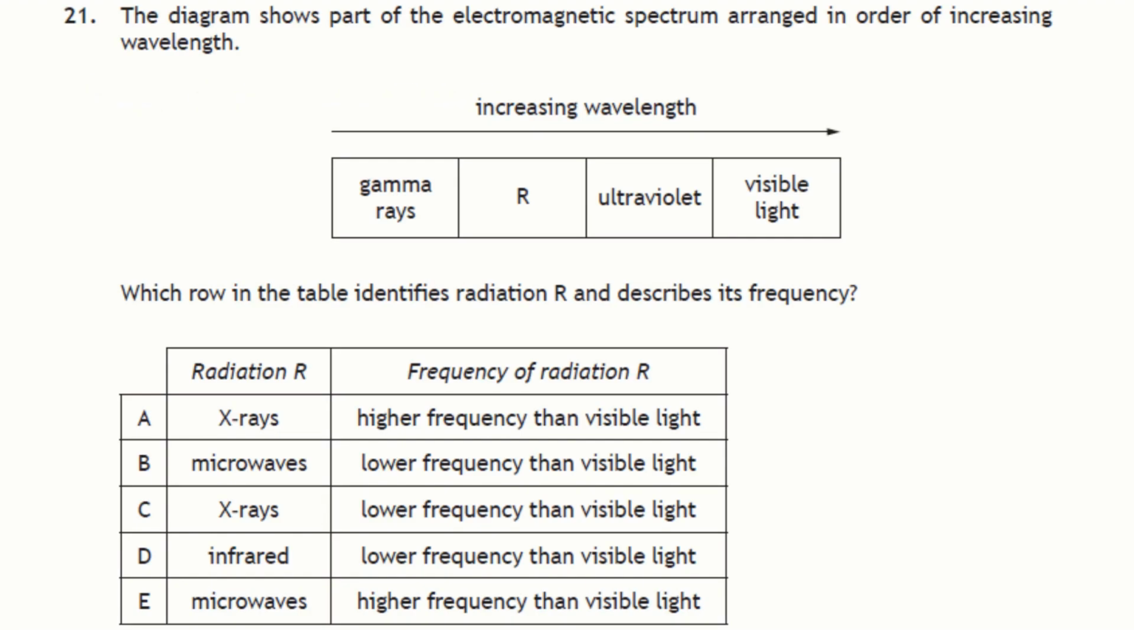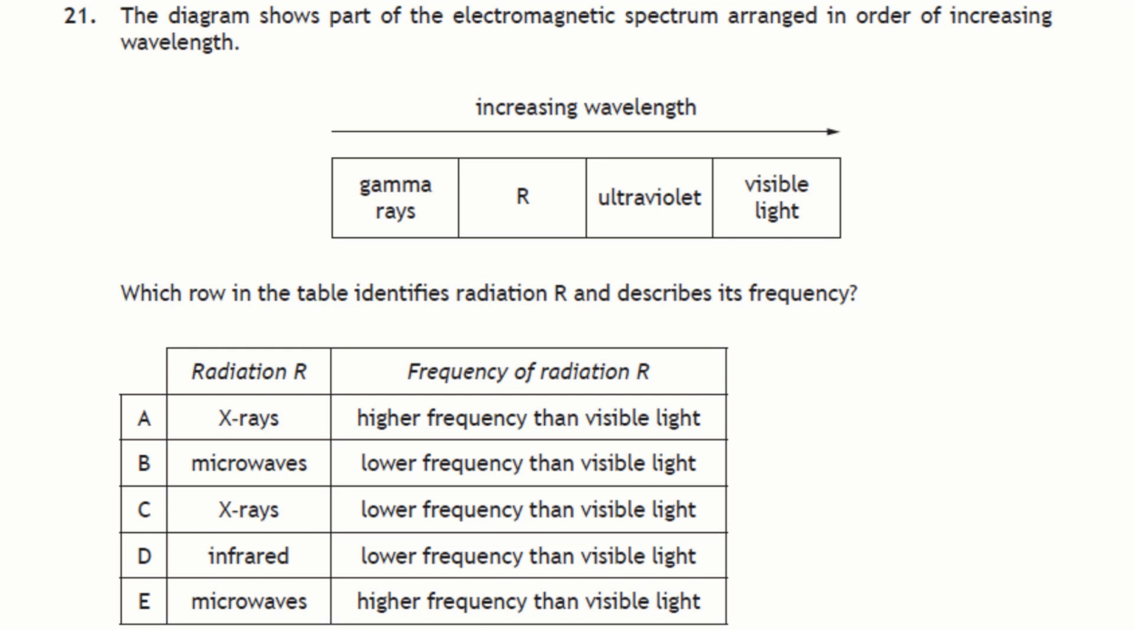So the last thing I'd like to do is have a look at a couple of past paper examples to give you an idea of the sort of questions that you could be asked. With this one here, it's a pretty typical question. It will give you a section of the EM spectrum and normally one or two will be missing. Here we see gamma rays, an unidentified emission labelled R, then ultraviolet, then visible light. The question asks which row in the table identifies radiation R and describes its frequency. At this point, pause the video, see if you can find the answer.